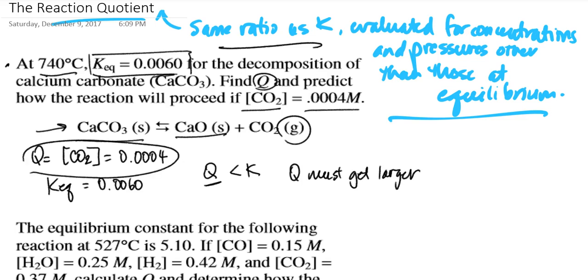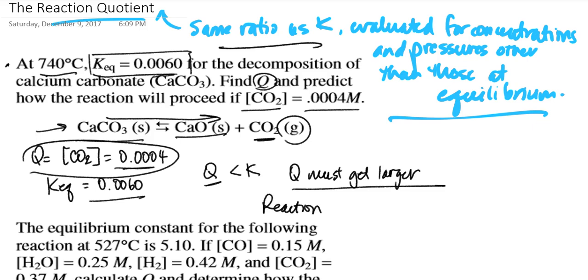And as we can see from the equilibrium constant or reaction quotient expression, it's only the carbon dioxide concentration that controls the value of Q and K. If Q must get larger, then that must mean that the reaction must proceed towards the product, so that the concentration of carbon dioxide will increase, and in so doing, cause the reaction quotient to increase until it equals the equilibrium constant. And so if that's the case, then that means the reaction must proceed towards the products.